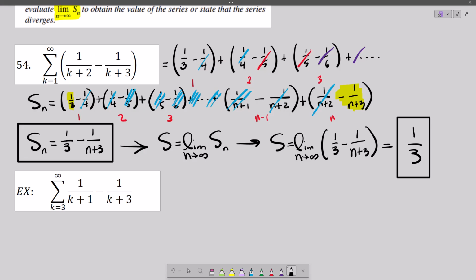Now, not all telescoping series are going to be so easy that you can just look at the first number. They're going to get more complicated. So the process, though, is revealed in this easier one. We need to come up with S sub n, and then we take the limit. And often the sum of the series is going to have something to do with the first few terms. But you need to be able to find S sub n.